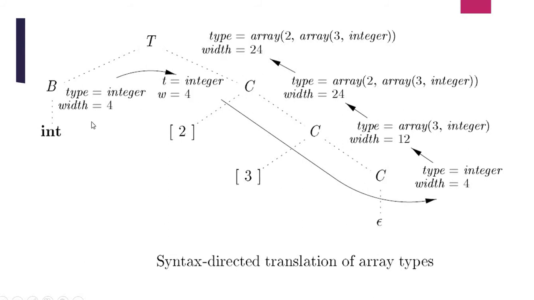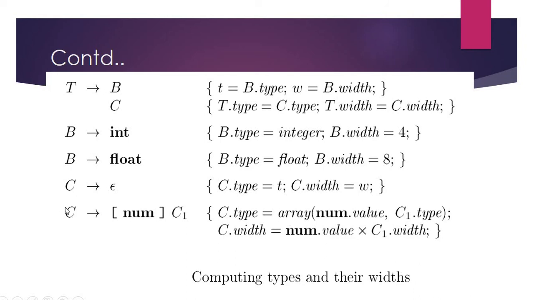So the integer and 4, presently B produces int, will be passed on to the sibling C. The integer and 4 will be passed on to the next child C, and from there to the next child C. Here we have the type and width, so that will help us find out C.type and C.width. If you see here, the parent C value we are calculating from C1. This C1 value we are passing from T produces BC. From here we are passing.